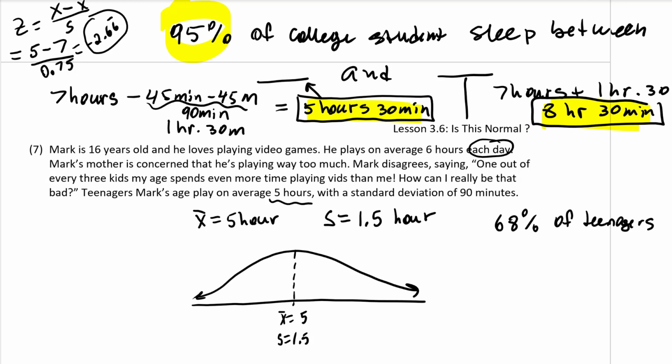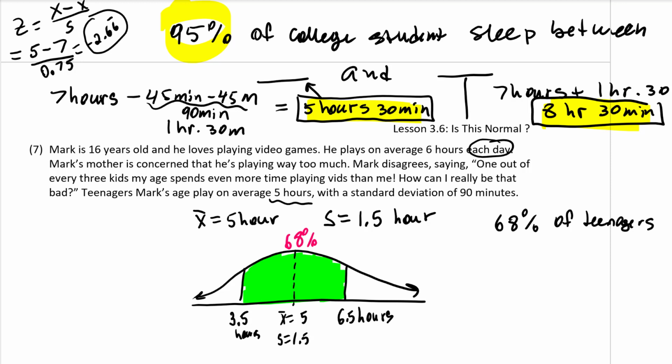Alrighty, so let's review. If you go to the right, you're going to have 6.5 hours, and if you move to the left, you get 3.5 hours. All right, each day. So that's where the 68% of the people fall, teenagers of 16 years old. That's how much they play. You see, that's the concept of today, is that you can say now the percentage. Not only are you going to say, okay, what do I expect, but I can also say it's 68% of those people.